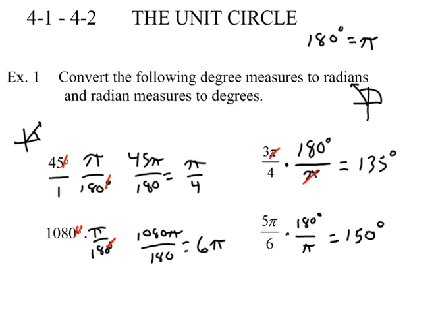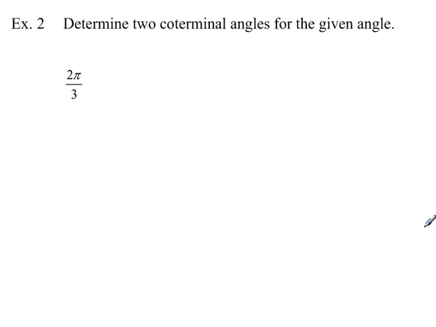Okay, let's talk about our second example. Second example: determine two coterminal angles for the given angle. Well, I'm just going to sketch this angle first. And I'm not going to convert it to degrees because we should be able to visualize 2/3 pi means 2/3 of the way to a straight line.